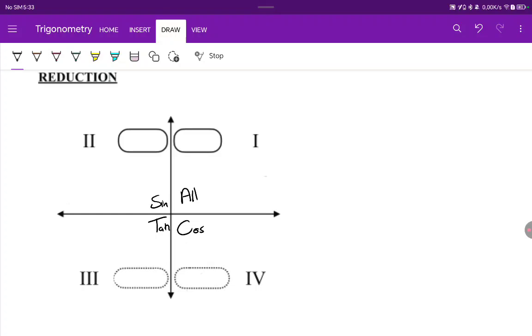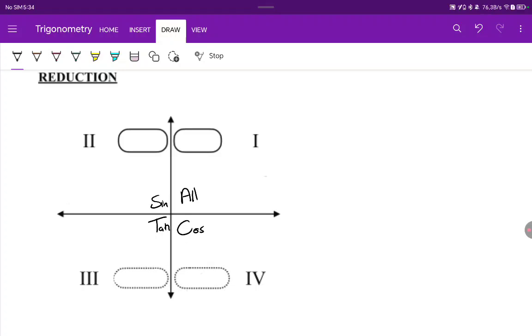The labels that we're putting in refer to which ratios are positive in that quadrant. In quadrant 1, all ratios are positive. In quadrant 2, only sine is positive. That means that cos and tan are negative there. Quadrant 3, tan is positive, sine and cos are negative. And quadrant 4, cos is positive, sine and tan are negative.